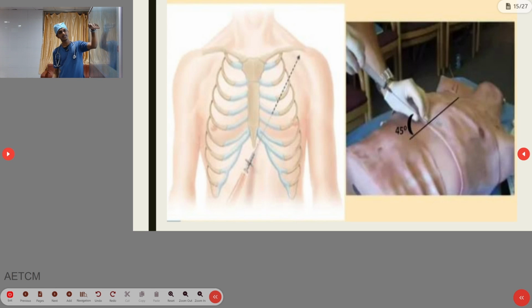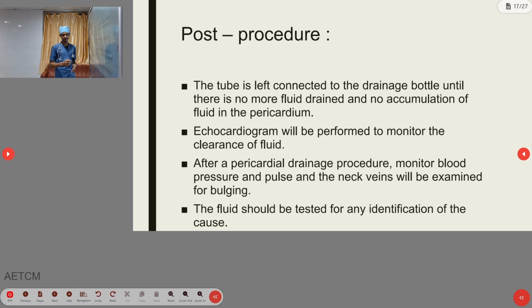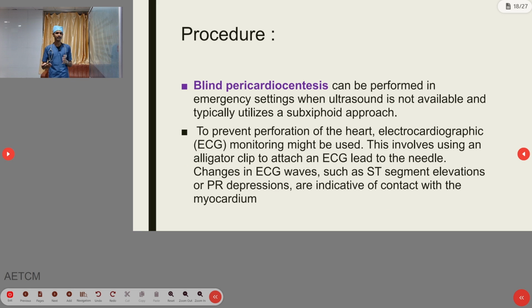We insert at 30 to 45 degrees toward the left shoulder, and while inserting we aspirate at the same time. Once the fluid is encountered, we should not advance the catheter or needle further. For drainage we can aspirate and discard, or send some sample for laboratory investigation. If the effusion is large and we want continuous drainage, we can put a 3-way stopcock. After the procedure, we also have to recheck the patient status.